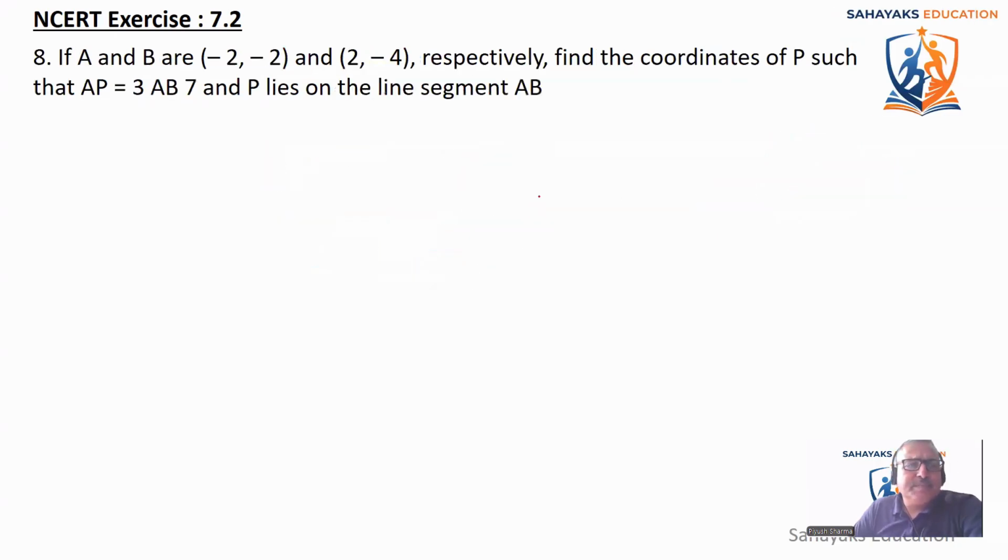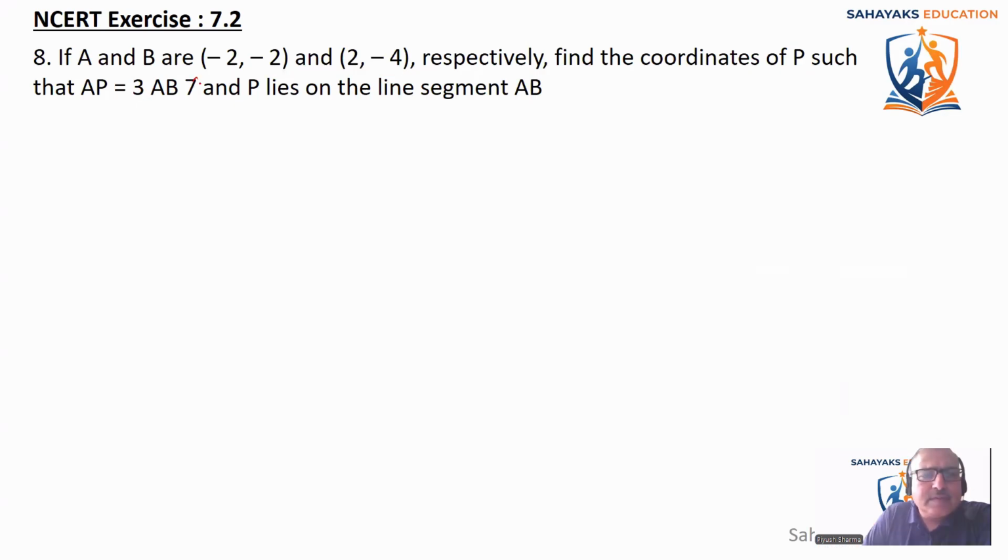Coming to the next question. If A and B are this and this respectively, find the coordinates of point P such that AP is equal to 3 by 7 of AB. So this is the question. Oh, it's a pretty good question. Okay, I wrote it correctly initially.